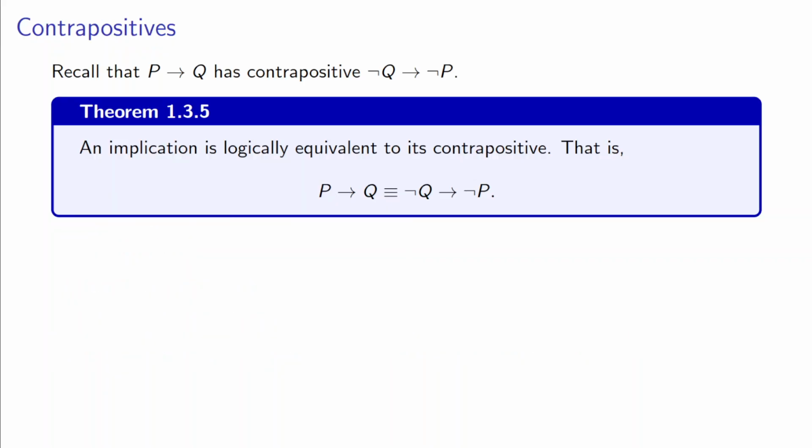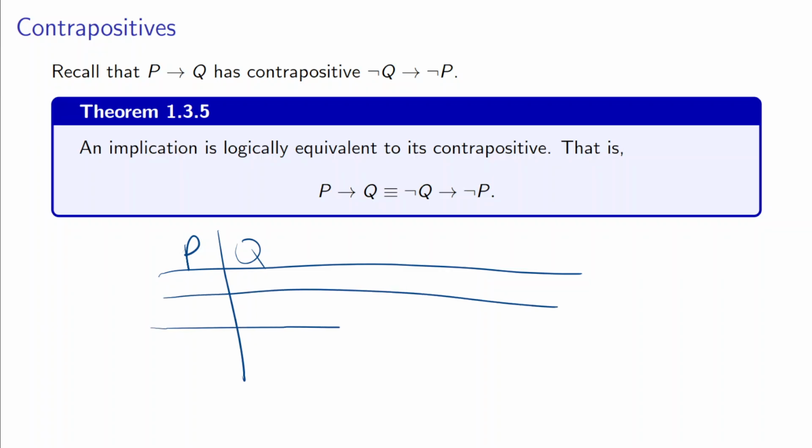Let's talk about contrapositives. So recall that if P then Q has the contrapositive, if not Q then not P. And theorem 135 says that an implication is logically equivalent to its contrapositive. So if P then Q is equivalent to if not Q then not P. And we can prove that using a truth table. Again, we're going to need our 4 rows. You might get good at creating this if you do enough of them.